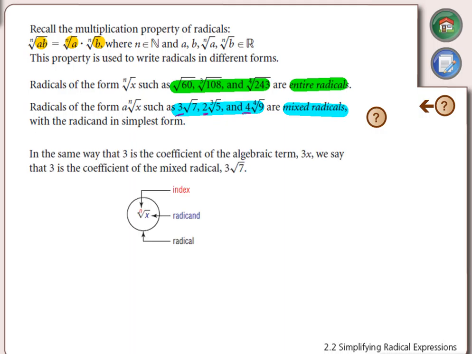Remind you of your definitions as well. Index there in the red. That little tiny number hiding in there. Your radicand is the number underneath the radical sign. And the whole thing together is called your radical. I know, it's pretty radical, dude.